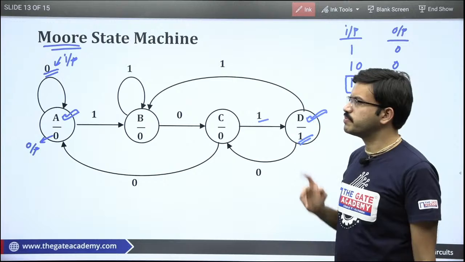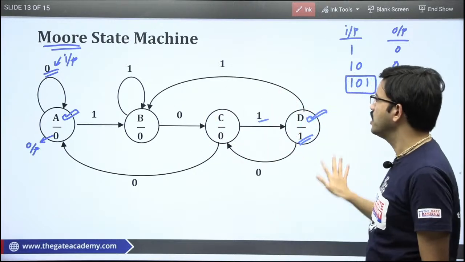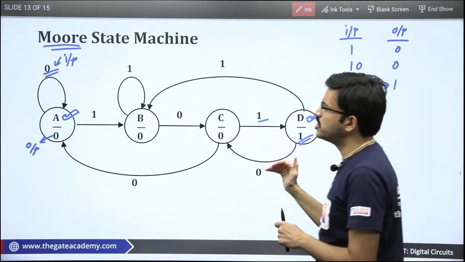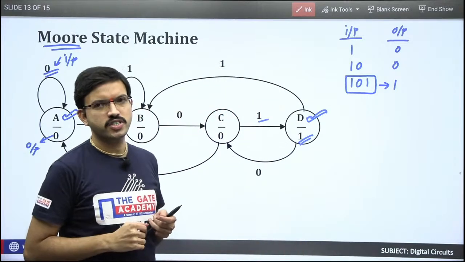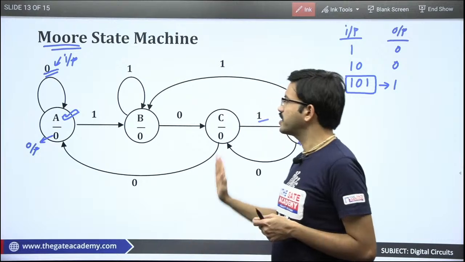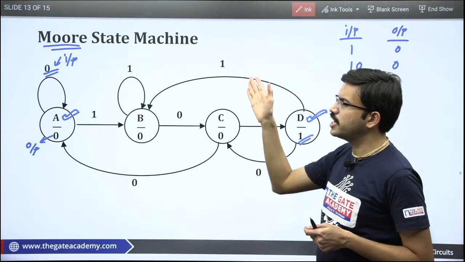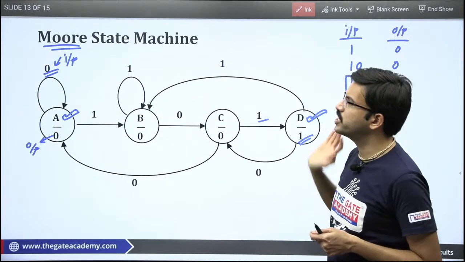In the Mealy state machine, we have only 3 states A, B, C, whereas in the Moore state machine, we have 4 states A, B, C, D, right? So in the Moore state machine, we may require more number of states. The number of states of the Mealy machine will be less than or equal to that of the Moore state machine.